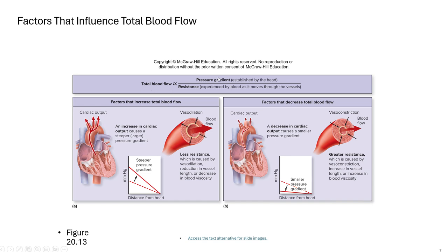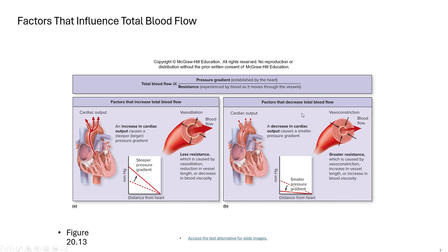So again, total blood flow, pressure gradient, so that's the delta P, resistance, that's the R, right? So what increases total blood flow? Increase in cardiac output, so the amount of blood leaving the heart in 1 minute, right? And then less resistance, right? So less resistance, think viscosity, right? Less viscosity, so less viscous, less thick blood, right? Smaller blood vessels in terms of length, right? So a reduction in vessel length, and then wider blood vessels, so vasodilation, right?